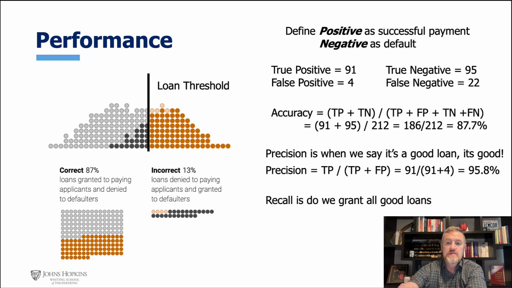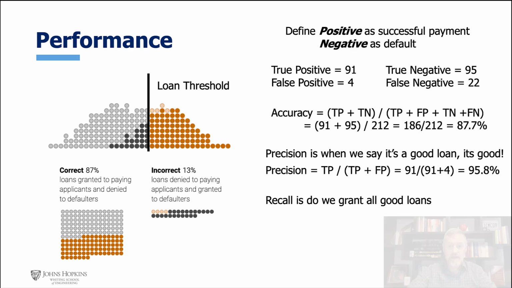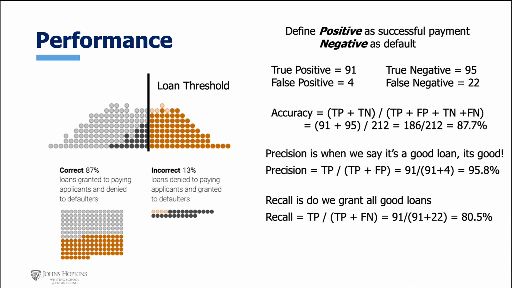The other measure, the second most common measure, is recall. And this is, do we grant all the good loans? How are we doing at making sure we give a loan to everyone that's qualified and will actually be a good bet and pay it back? For recall, we look at the true positives and all the positive cases. So we're saying true positives divided by the true positives and the false negatives.